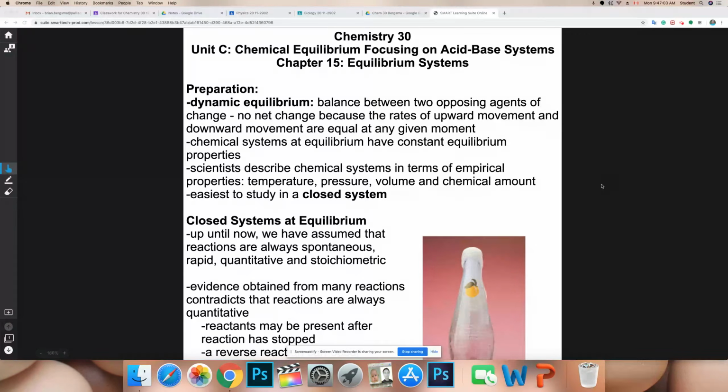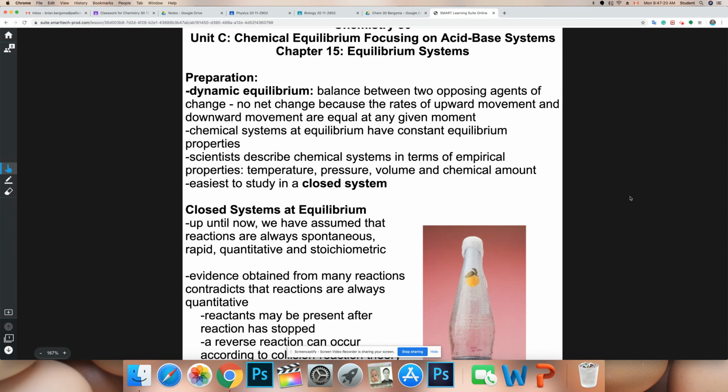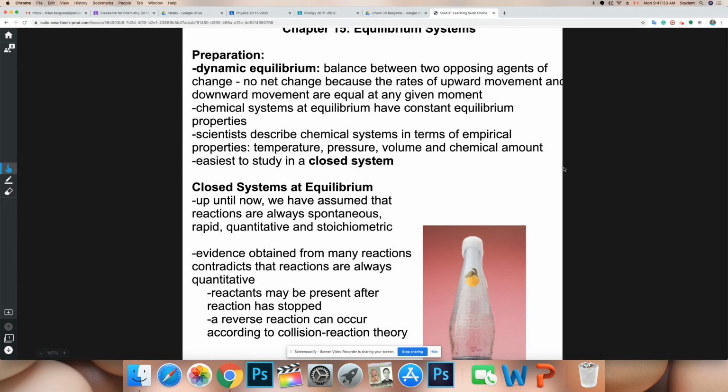The easiest way to study these systems is in a closed system. Again, closed system means that matter cannot be exchanged, but energy can. So, closed systems at equilibrium. Up till now we have assumed that the reactions are always spontaneous, rapid, quantitative, and stoichiometric. Evidence obtained from many reactions contradicts that.